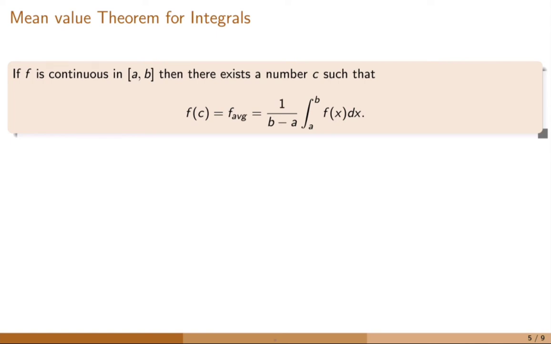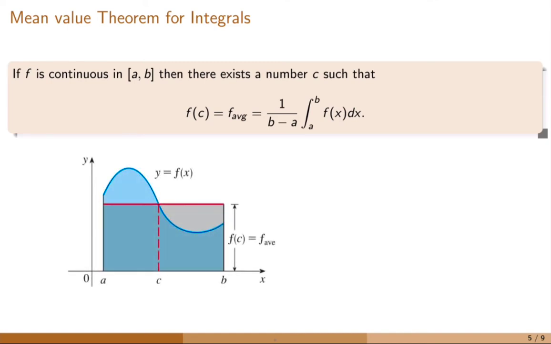So the mean value satisfies a wonderful mean value theorem for integrals. This says if f is continuous on [a, b], then there is a number c which attains the average value. So f of c equals f average, which is equal to 1 over b minus a times the integral from a to b of f of x dx. This can be visualized graphically very nicely, like down here.